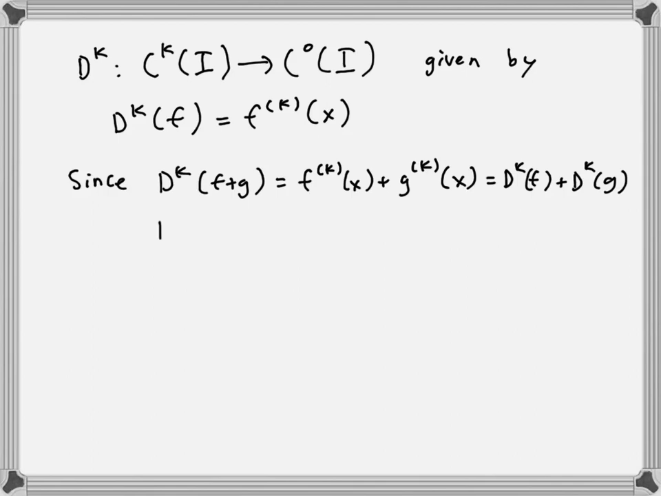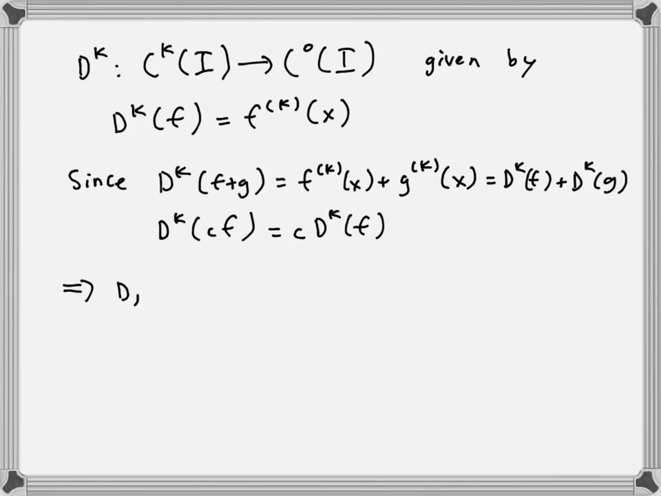Also, what would D to the K of C times F be? This is just equal to C times D to the K of F, right? Because this is all stuff we know from calculus, that when you take the derivative of a constant times a function, the constant pulls out, right? And that's true even for K derivatives. So what does this mean? This means that these are the two properties of linear transformations, aren't they?